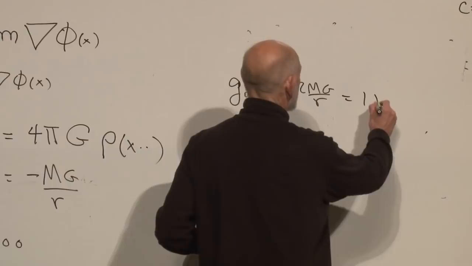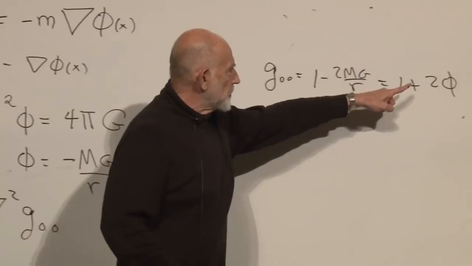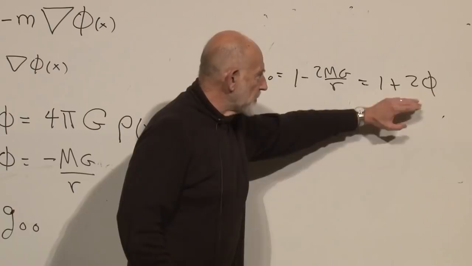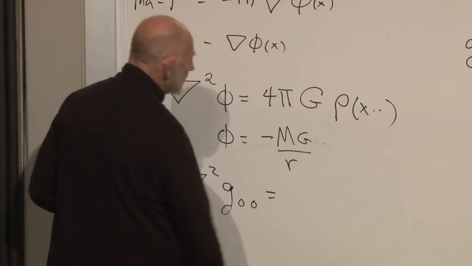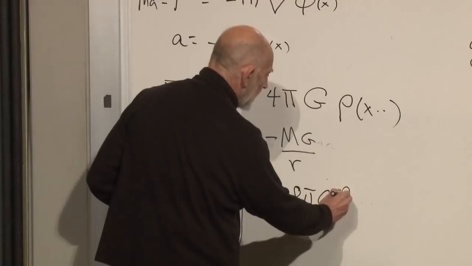So del squared g naught naught is just twice del squared phi. The one that has no derivatives, the derivative of 1 is 0. So del squared g naught naught is equal not to 4 pi, but to 8 pi G rho. Now this should be taken with a grain of salt.